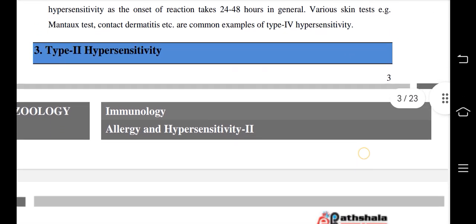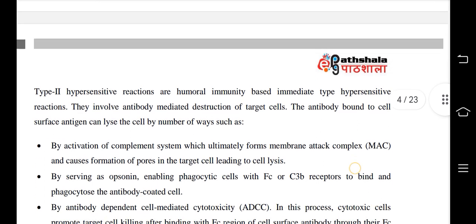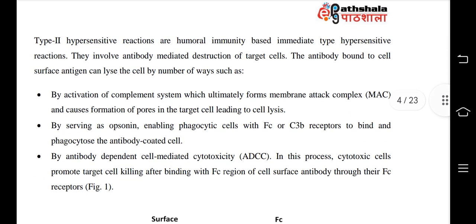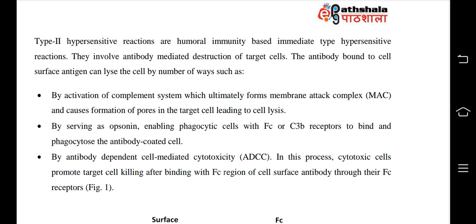So first let's learn about type 2 hypersensitivity. Type 2 hypersensitive reactions are humoral immunity based immediate type of hypersensitive reactions. They involve antibody mediated destruction of target cells.